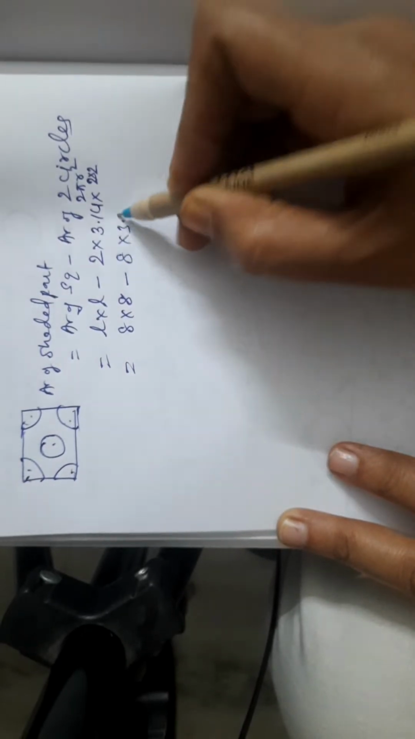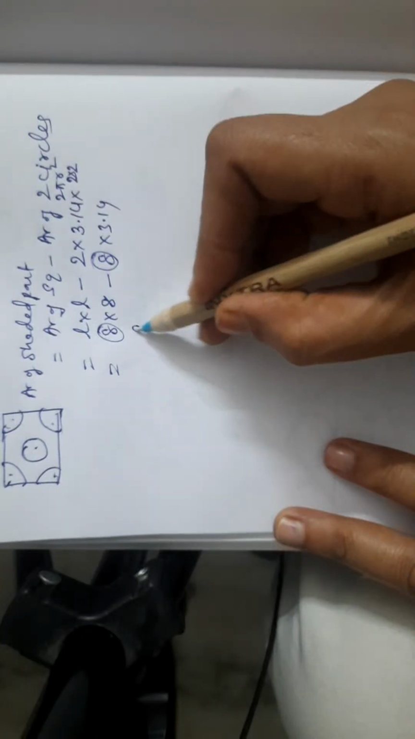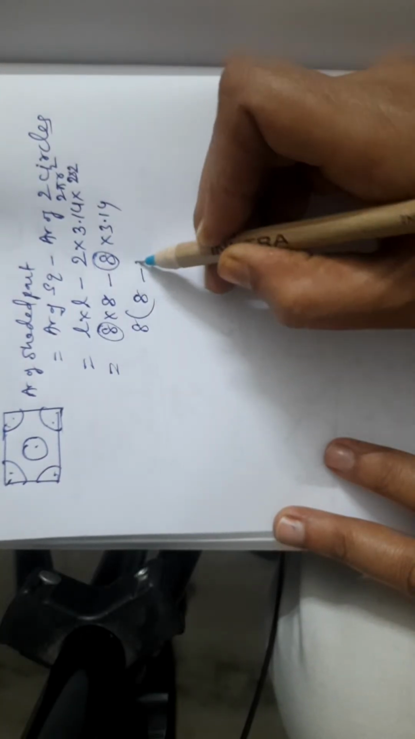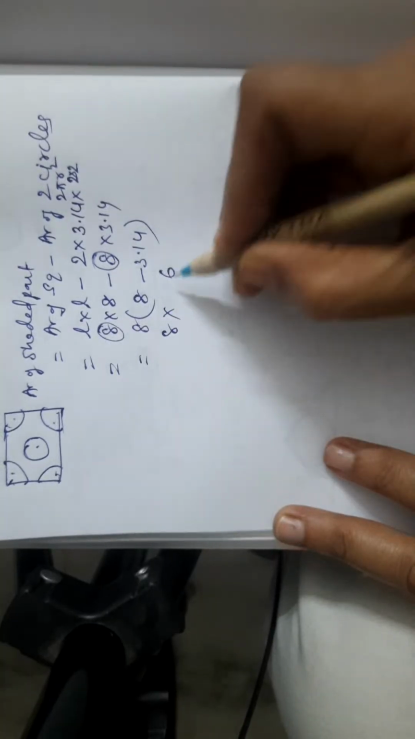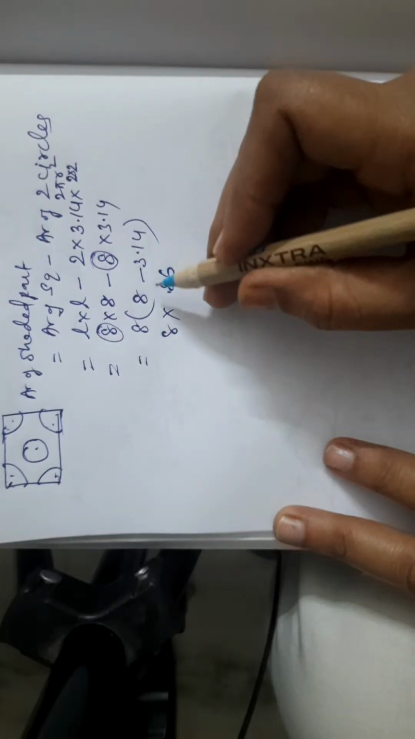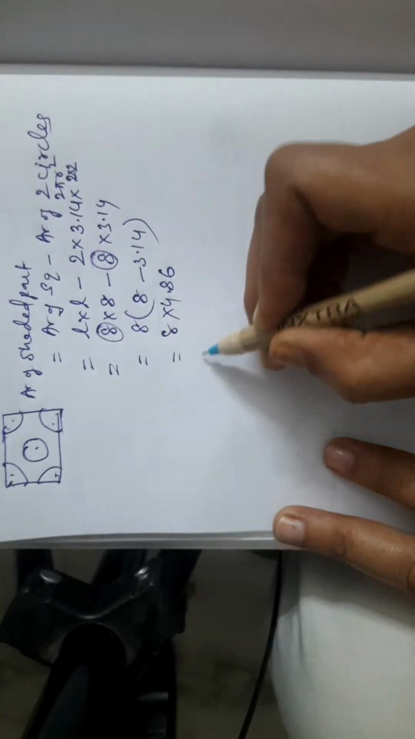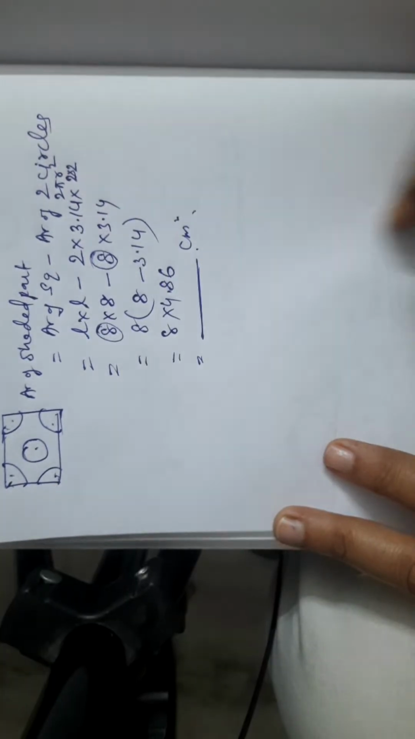8 into 3.14. See here, if you get a calculation in this way, take common, so that will be much easier. We can take 8 common. So it's 8 minus 3.14. So 8 multiplied by that, multiply and complete the answer. So this I am leaving over here. The answer you can calculate on your own.